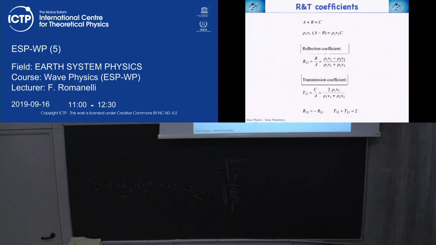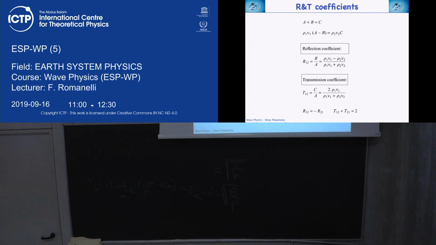Okay, now we have two equations in two unknowns. Let's couple them and let's solve them. What we can find is the ratio between B and A and C and A. We can call it reflection and transmission coefficients. Now please give a look. Their amplitude is proportional to the impedance contrast. Let's imagine that the two strings are equal. If they are equal, what will happen? Well, this is going to be 0 and this is going to be 1. All the energy is passing.